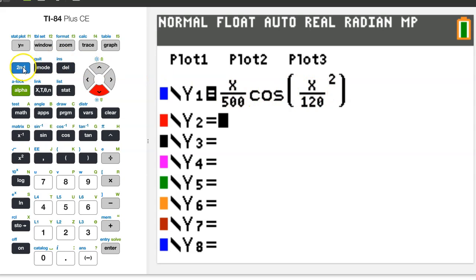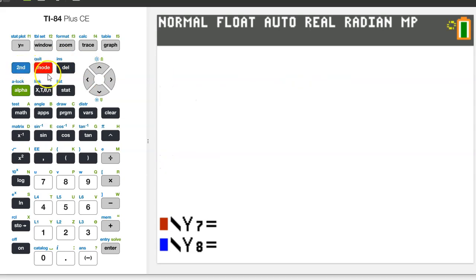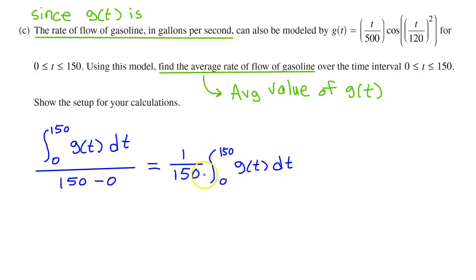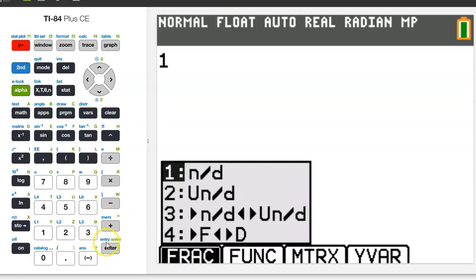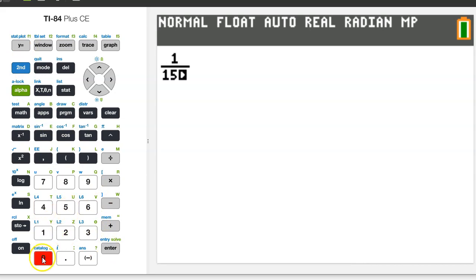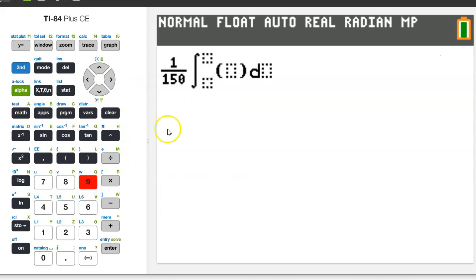So now we need to hit second quit to get to a blank screen, and we want to type in this expression. So 1 over 150 times the integral. So here we have 1 over 150. For the integral, we need to do math 9. And it's the integral from 0 to 150.